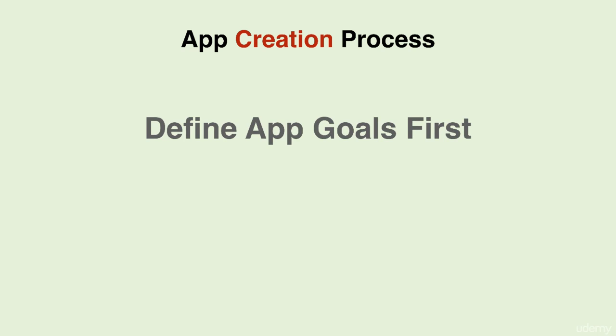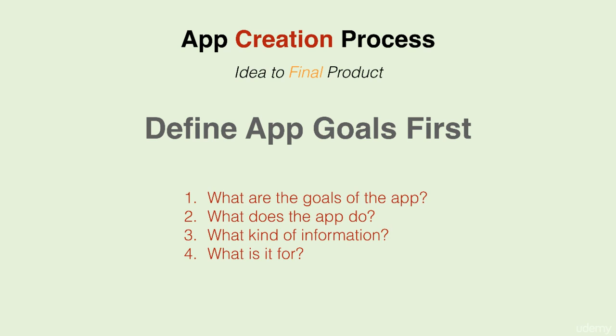Now, in order for us to define the app goals, we need to first understand what it is that we are trying to build. Who is our audience, like people who are going to be using this application? What are we trying to accomplish with this application? And so many questions that we need to answer. So this will allow us to go from idea to a final product. So here's a few questions that you need to ask yourself.